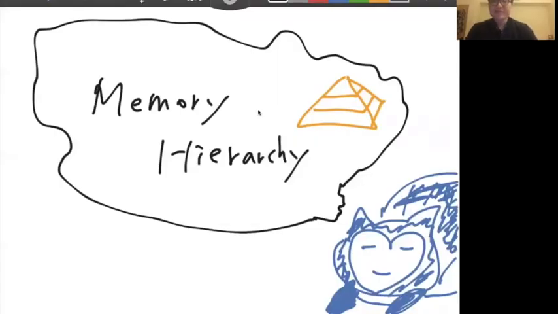So today we will talk about memory hierarchy. So what's a memory hierarchy? Why do we need this? So let's start.